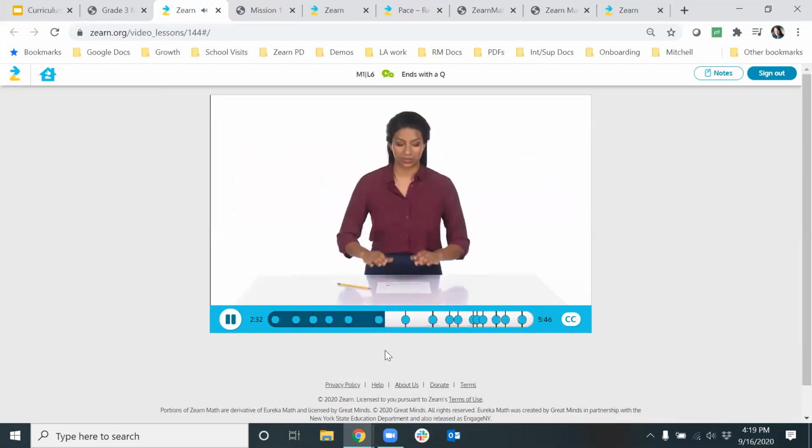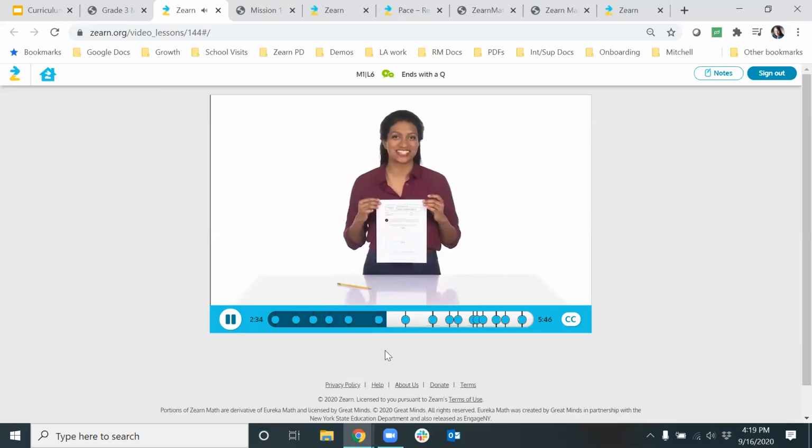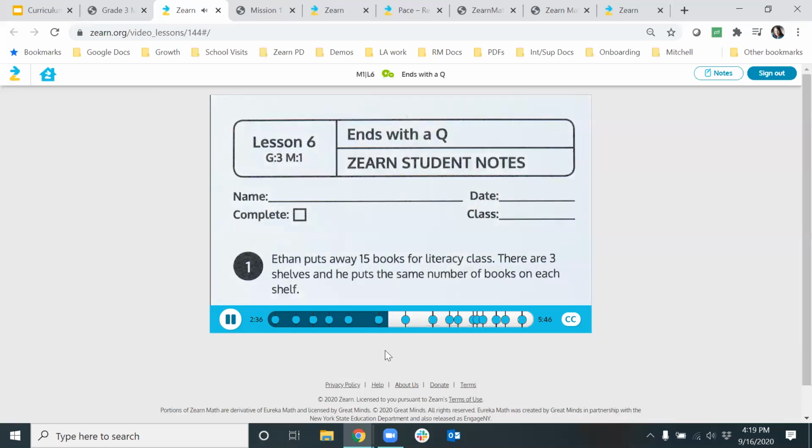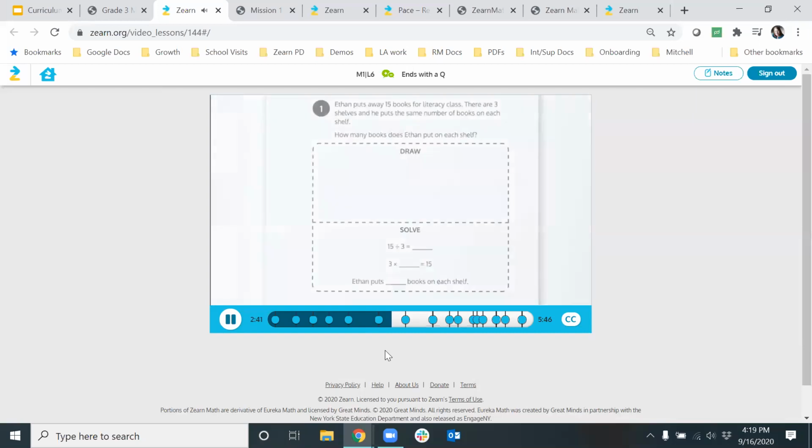Let's solve this next problem in your notes. Today, we're working on Mission 1, Lesson 6. Ethan puts away 15 books for literacy class. There are 3 shelves, and he puts the same number of books on each shelf. Draw an array that represents this problem. Use a circle to represent each book.